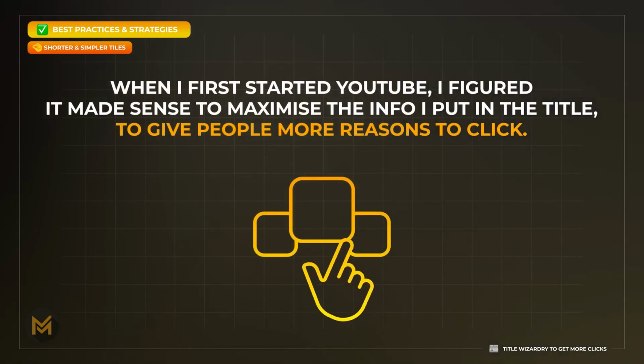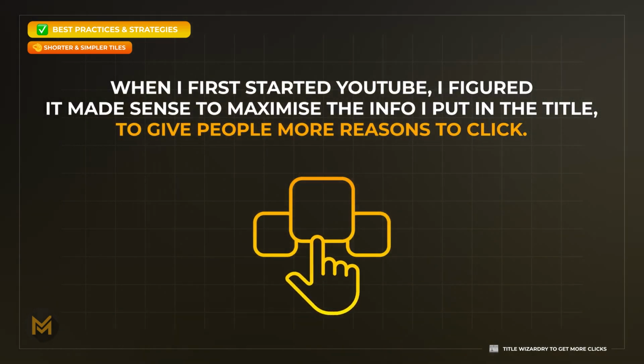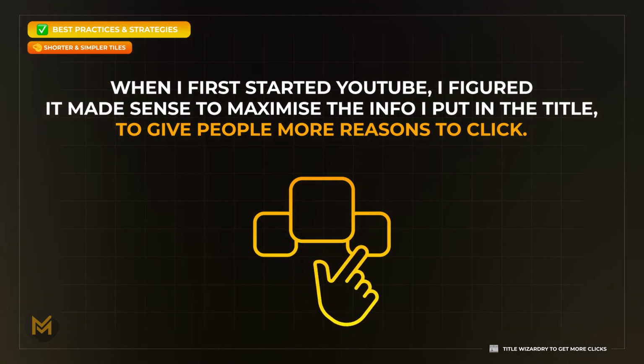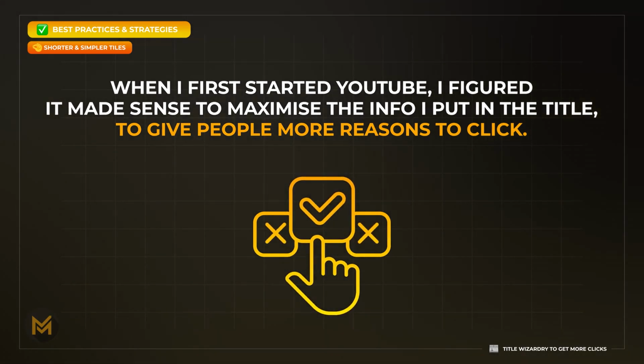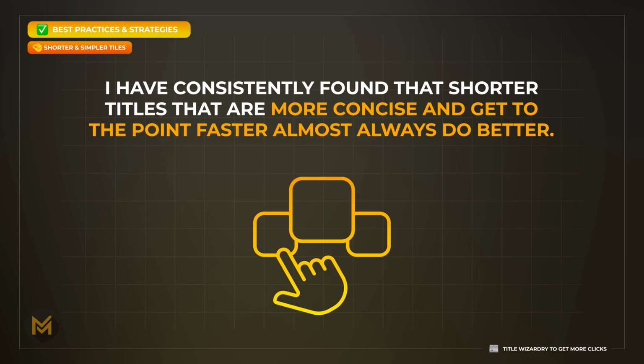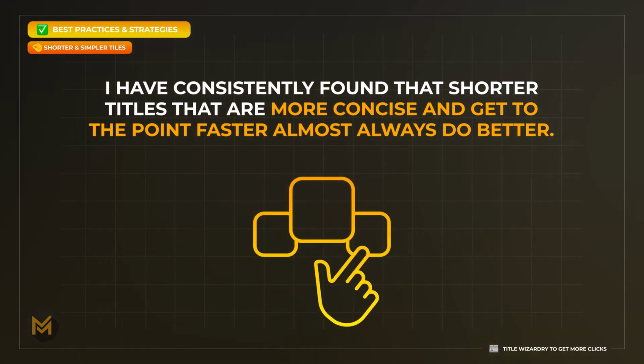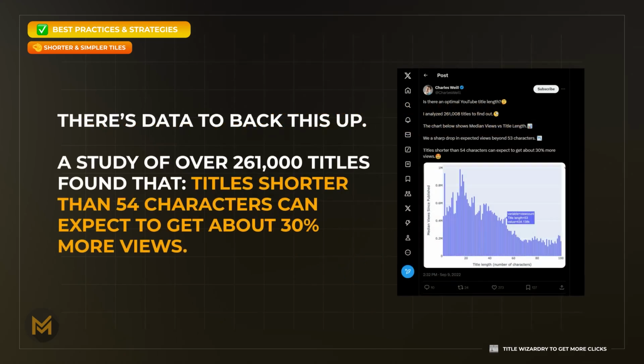When I first started YouTube, I figured it made sense to maximize the info I put in the title to give people more reasons to click. But this actually had the opposite effect. I have consistently found that shorter titles that are more concise and get to the point faster almost always do better. There's data to back this up.